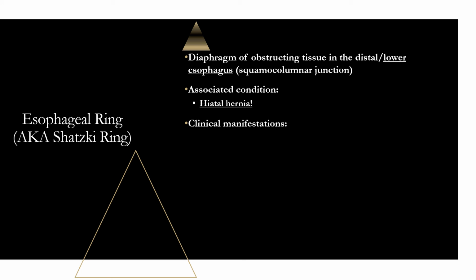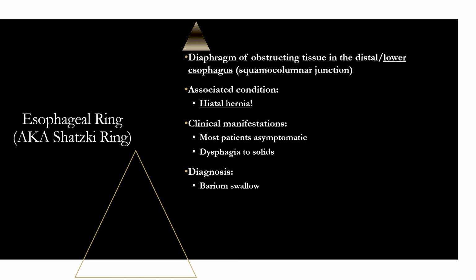As far as clinical manifestation, there's a lot of overlap, the same as we saw with esophageal web. Patients are mostly asymptomatic, but if they do have dysphagia, it's going to be to solids. Remember, again, solids in esophageal webs and rings. For diagnosis, again, you're going to be using your barium swallow. It's going to present in a similar way. And treatment is going to be the same as an esophageal web: esophageal dilation followed by PPIs to prevent recurrence.